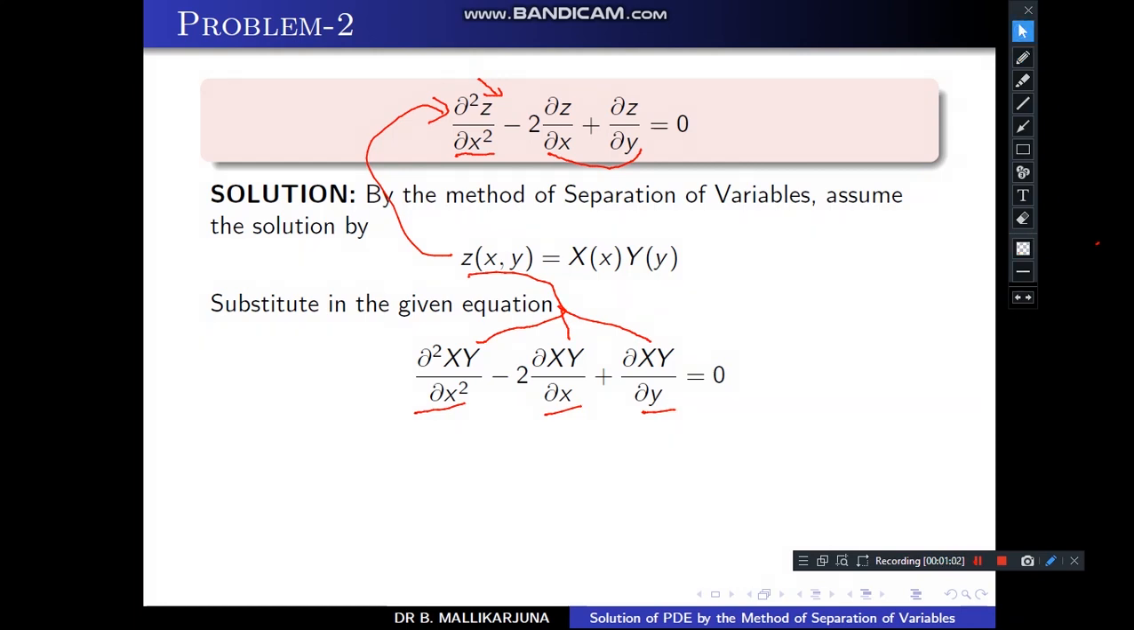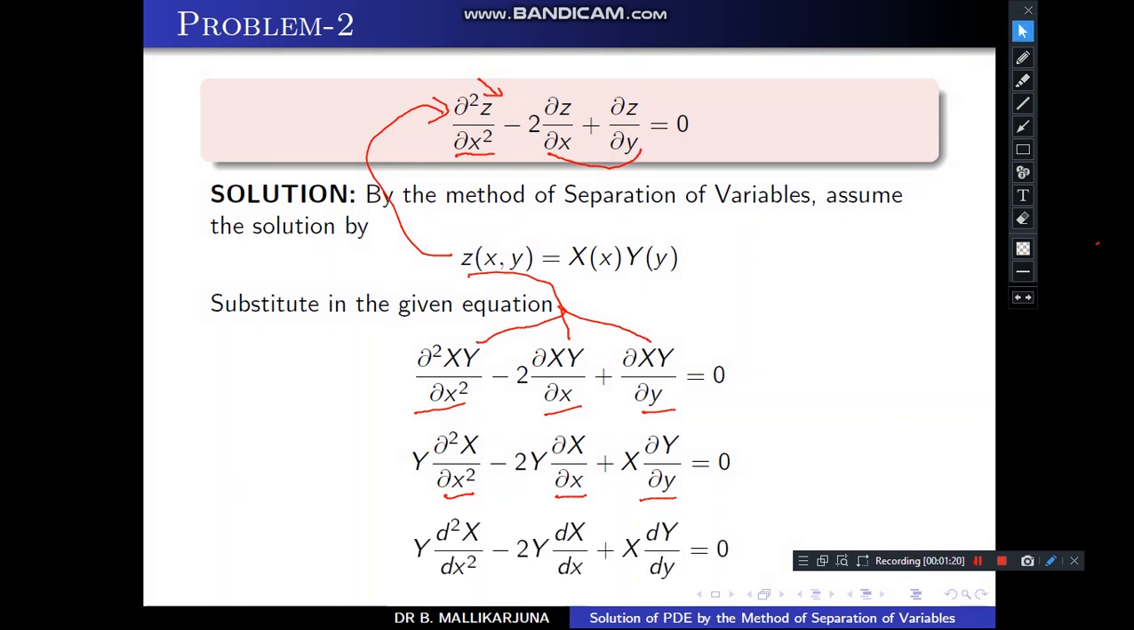Now see, differentiating this, what we will get. So here Y is independent of x, so that's why its partial derivative comes like this. It's clear. Dou square X by dou x square, 2Y dou X by dou x, and X dou Y by dou y. Now let us see, since X and Y are in terms of x and y separately, that's why this partial notation becomes ordinary notation.